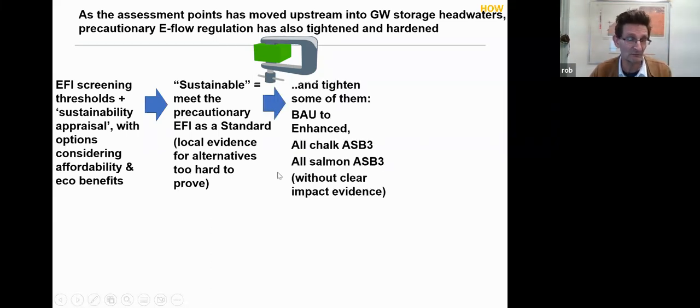What's happened with the national framework is that those original defaults, which were precautionary, have been tightened further in some regards. For example, there's a notion that all chalk streams should be abstraction sensitivity band 3. All salmon streams, again, should be abstraction sensitivity band 3. And there hasn't been a lot of clear evidence presented as to what the benefits of that will be. It's just the notion that these things are our crown jewels to protect, and therefore they should have the highest standards, without really considering whether or not those standards are what the ecology needs.